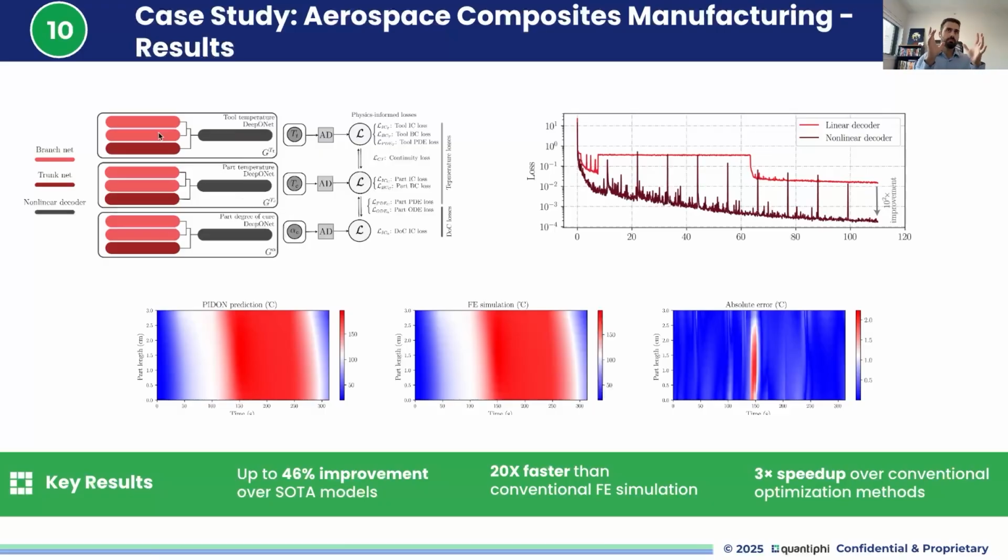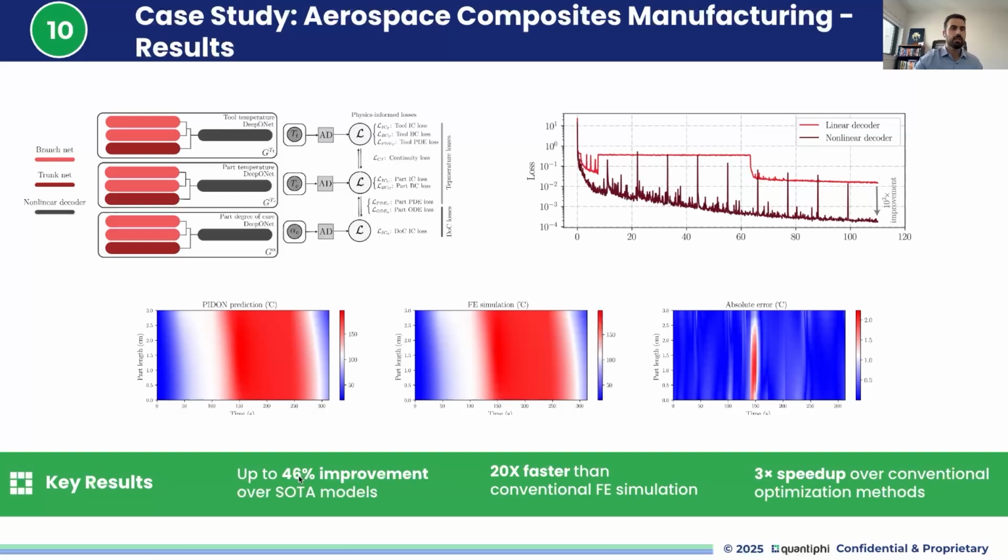Now, this is the custom setup of our physics-informed neural operator for this specific composites case study. On the right-hand side, you can see the improvement we've achieved compared to the state-of-the-art model in terms of the training, orders of magnitude lower loss. And here is a comparison between our model's prediction versus the ground truth, which in this case is an FE simulation. The colors showcase the temperature evolution of the composites within an autoclave over time. You can see we match almost exactly to the ground truth. In fact, the absolute error is less than 2 degrees Celsius, which is a very small number for this case.